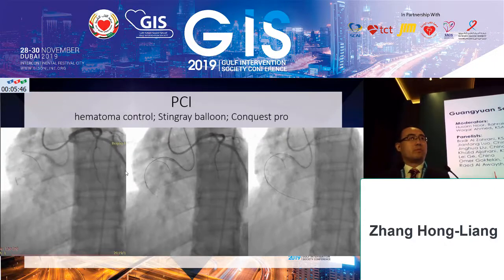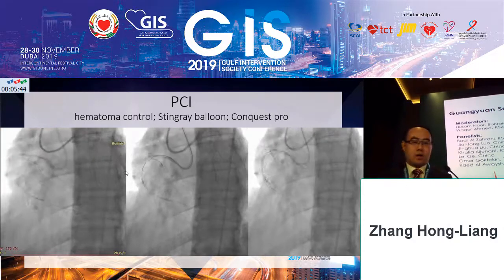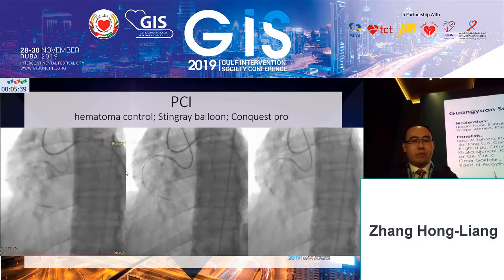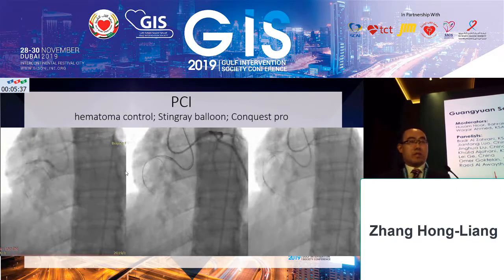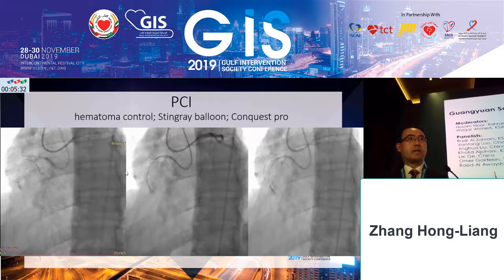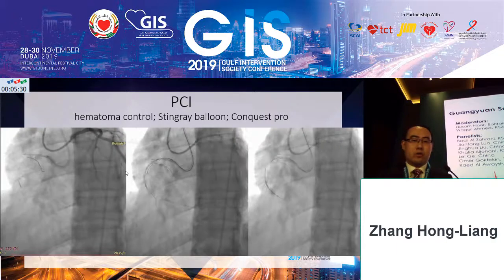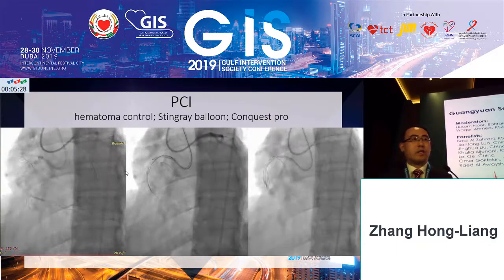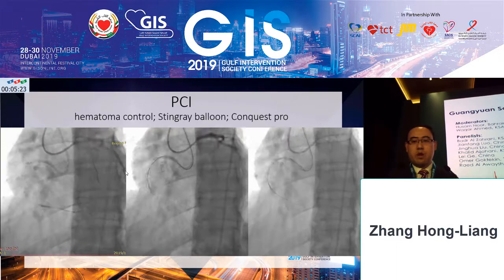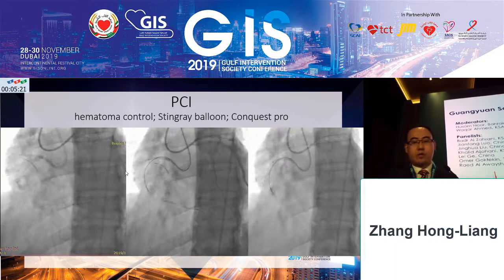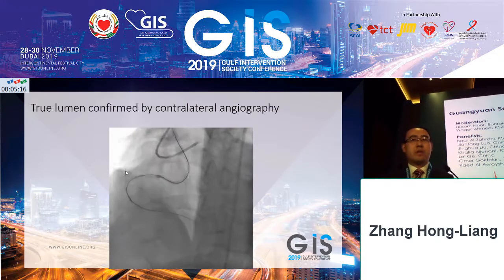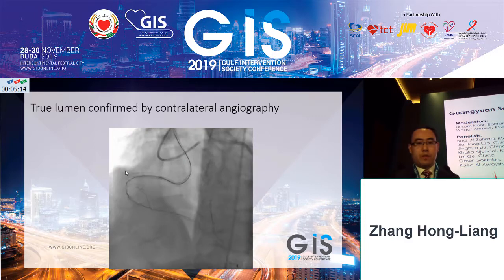We used Conquest Pro as a puncture wire. But our first try failed. From the retrograde angiography, we can see the space between the Stingray balloon and the true lumen is still large. So we made a greater curve at the end of the Conquest Pro and tried for the second time. Fortunately, we succeeded. Conquest Pro went into the true lumen at the distal. Retrograde angiography confirmed that the wire is in the true lumen.